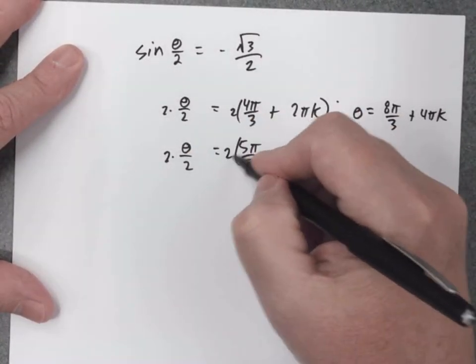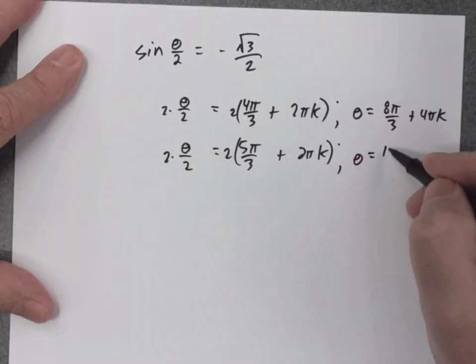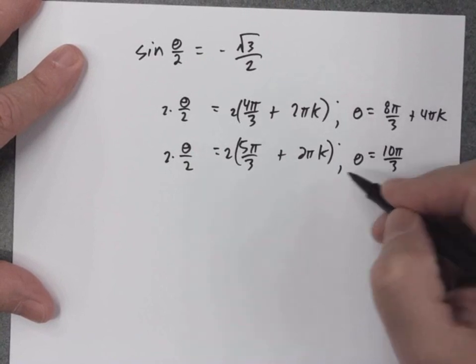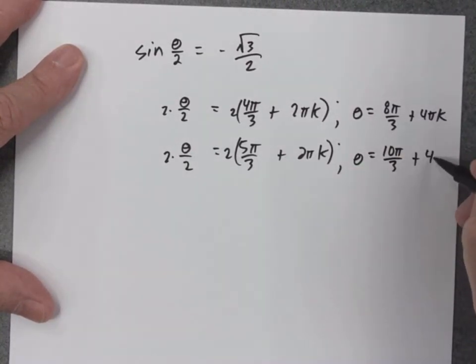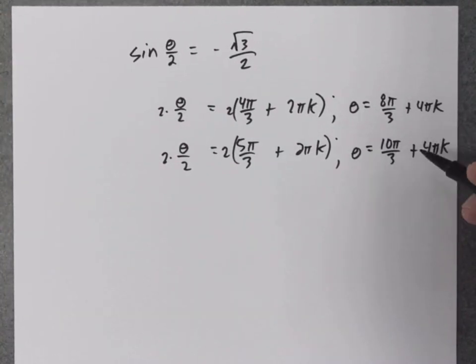And for this one, I'll have 10 pi over 3 plus 4 pi k. So there are the two general solutions. They ask you for the first 6 solutions. You would set up the table and plug in k equals 0, k equals 1, k equals 2, and go from there. All right, so those are both questions where they want you to give the general solution.